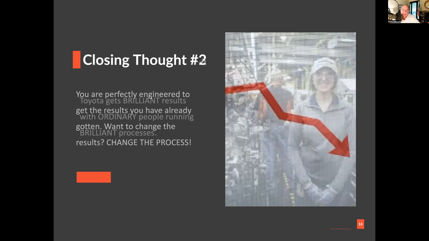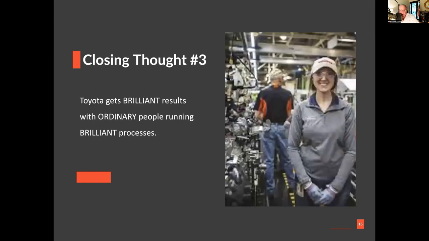The closing thought three, I stole this from Toyota, who says they get brilliant results with ordinary people running brilliant processes. We don't want to have unbelievable tribal knowledge and skill sets on the PhD level to be able to run our business. We want our process to be so foolproof, bad word, I shouldn't have used foolproof, mistake proof. Foolproof is insulting, right? Mistake proof that anybody can run with very little training, okay? You can't make a mistake.